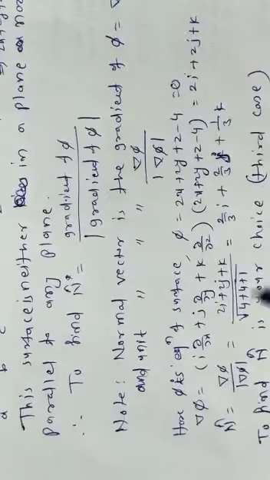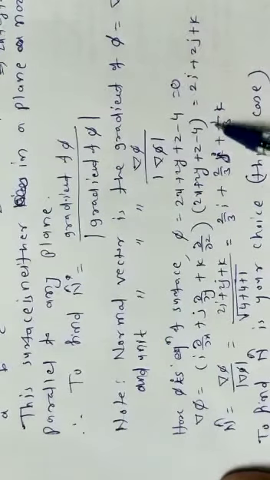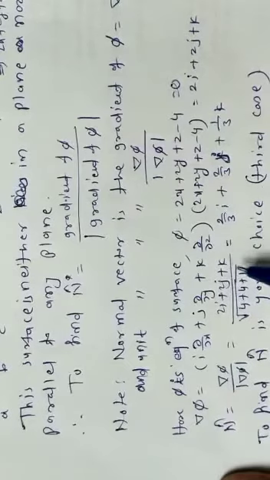And then divide it by its magnitude. How you write the magnitude? A square plus b square plus c square under root. So 4 plus 4 plus 1 is root of 9, that becomes 3. So separate the term. Okay, 2 by 3 i plus 2 by 3 j plus 1 by 3 k, and this is your n cap.